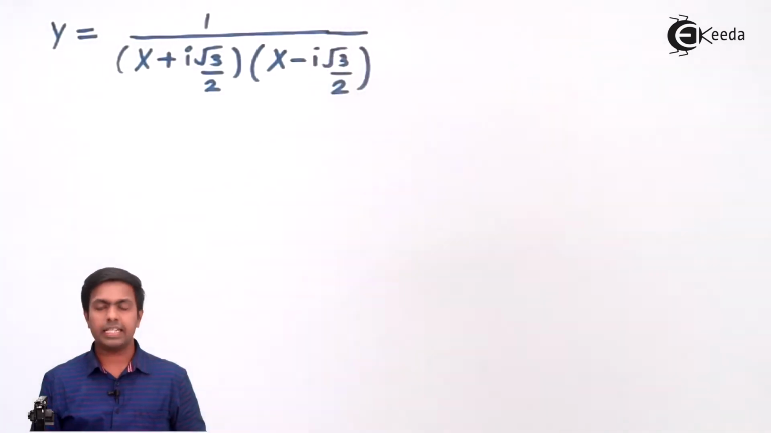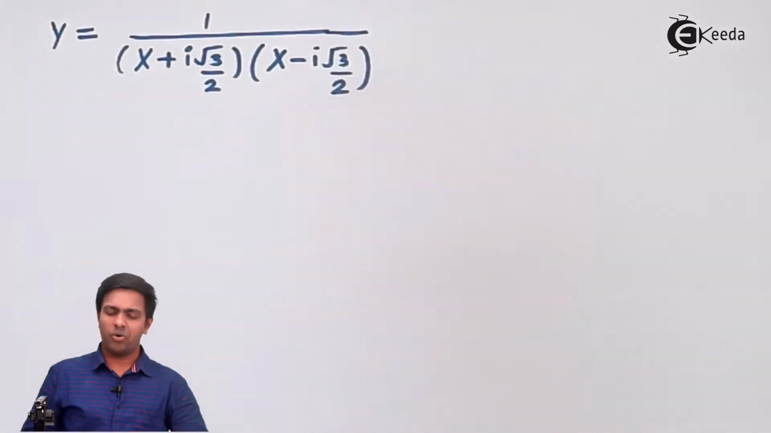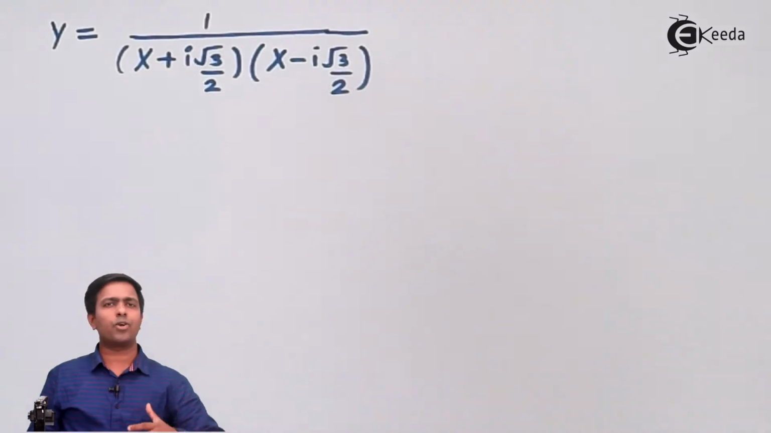So guys, these are the linear factors. Now, as we got the linear factors, let's try to find out the nth derivative. But again, we can't find the nth derivative.